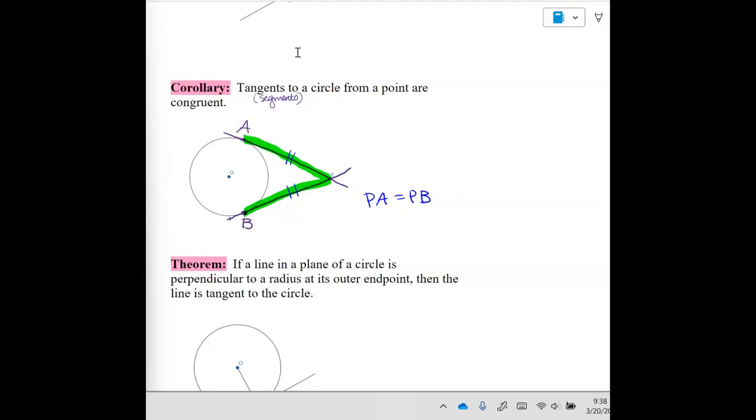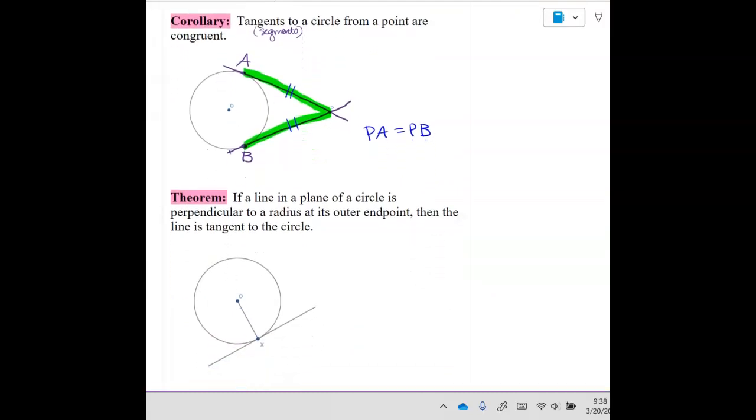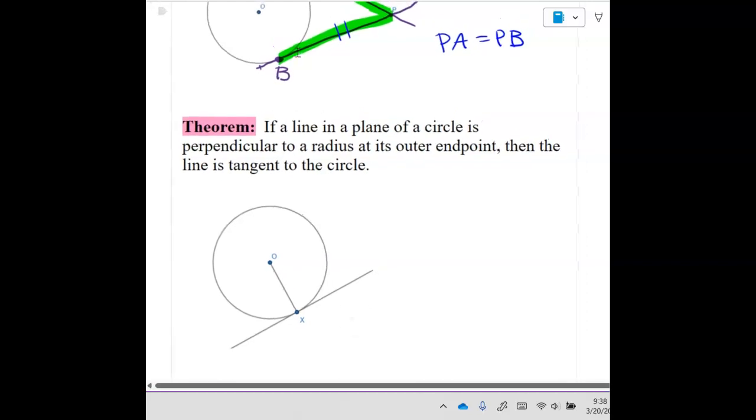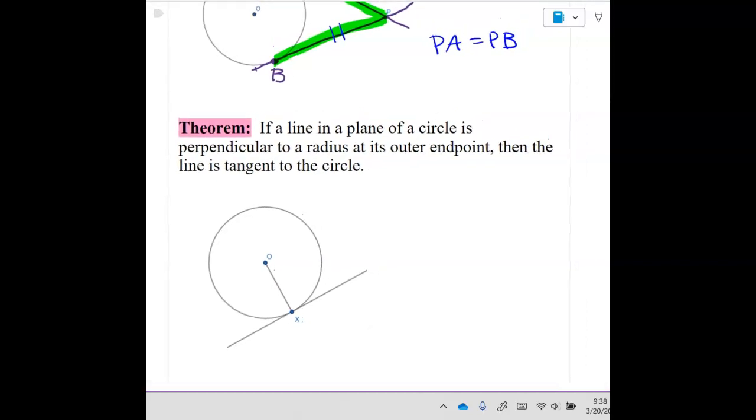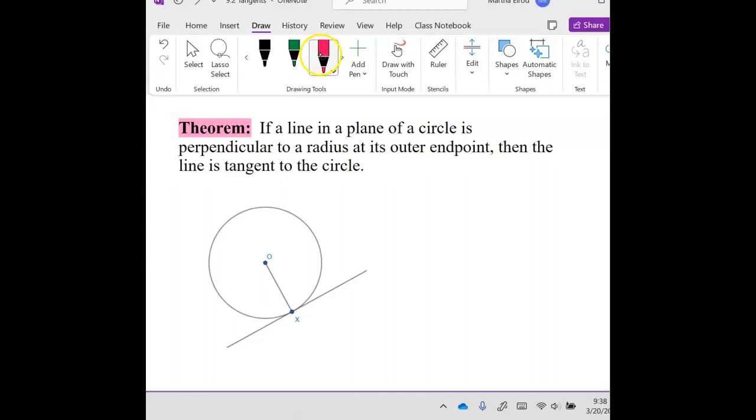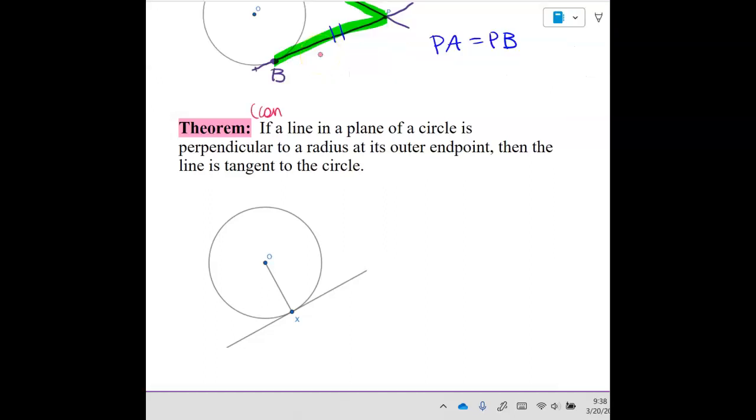So now let's look at some other theorems here. This is really just the converse of what we just learned. So you can specify that this is the converse. And what it says is if a line in a plane of a circle is perpendicular to the radius, so if we know that this is perpendicular to the radius at the radius's outer endpoint, then this line has to be tangent. So I'm going to put another point on this line. I'm going to call it Y.